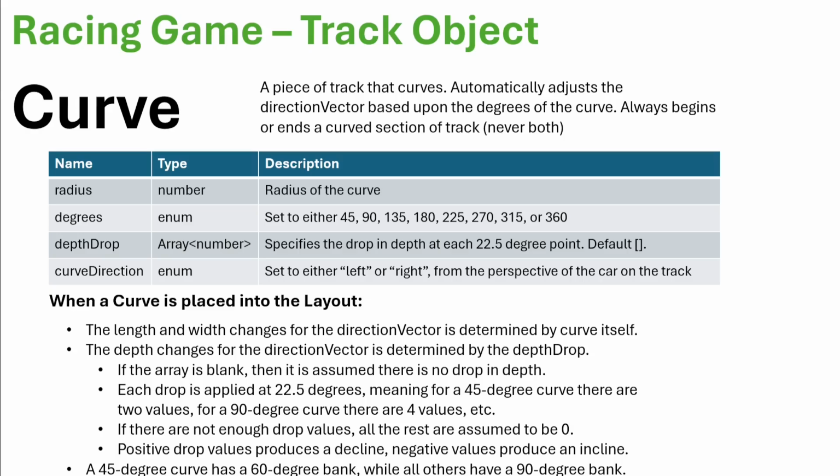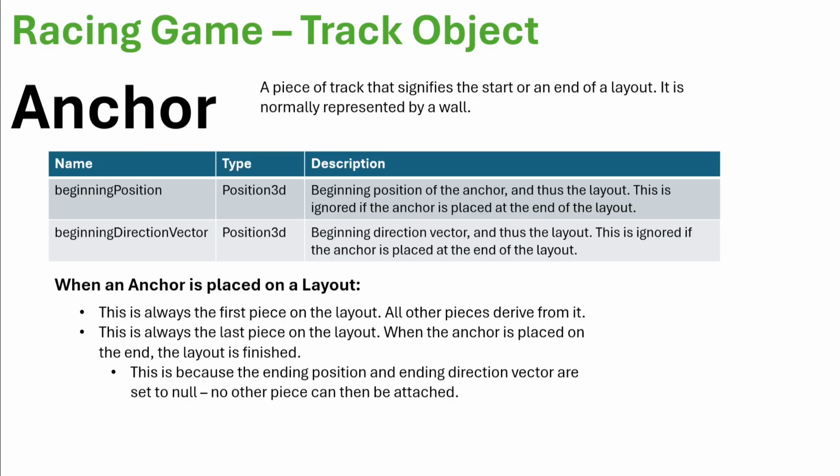A little bit more complicated, and it was in the curves from the original game that we really had some issues, but we'll get it straightened out with this one. We now have a couple of new objects that we didn't have on the last ones. We now have what's called an anchor, and an anchor allows us to set a beginning position and a beginning position vector. And the reason we have that here is the idea is that the anchor piece will either be at the very beginning of the track or at the very end.